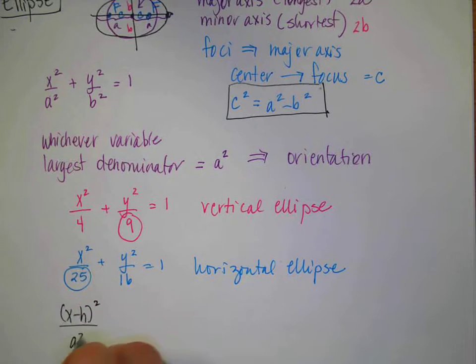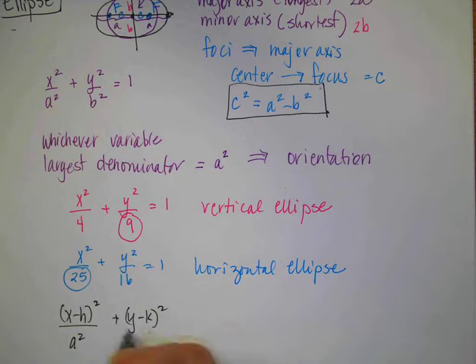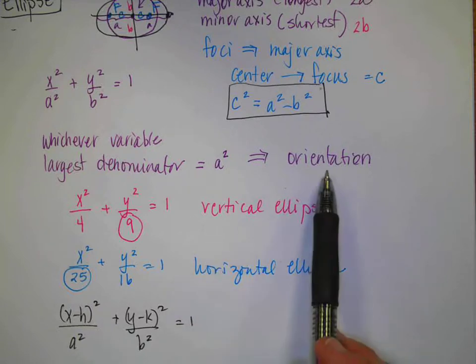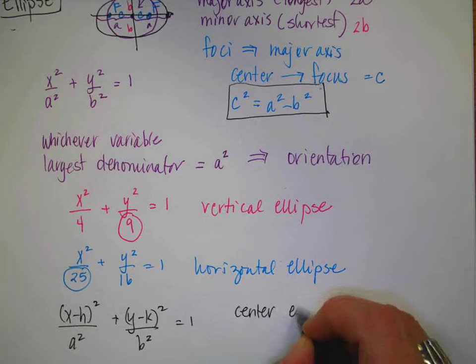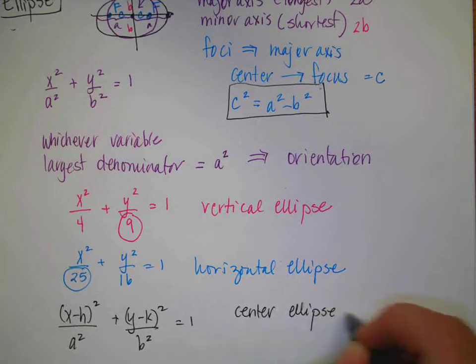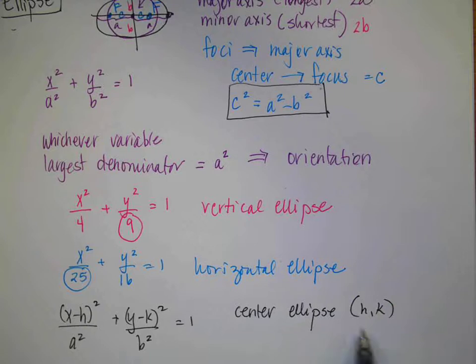So I'm going to have (x minus h) squared over a squared plus (y minus k) squared over b squared is 1. And remember that we're looking for the largest denominator. Whichever is the largest, that's going to tell you the orientation of your ellipse. Okay? The center of my ellipse is still going to be just like other things. It's going to be (h, k).